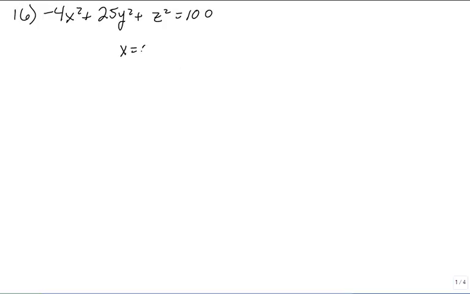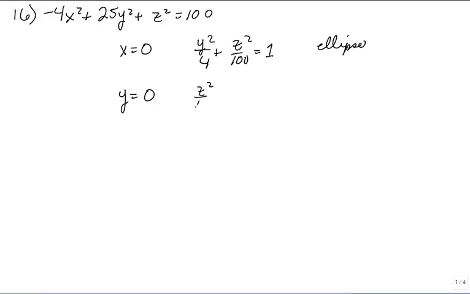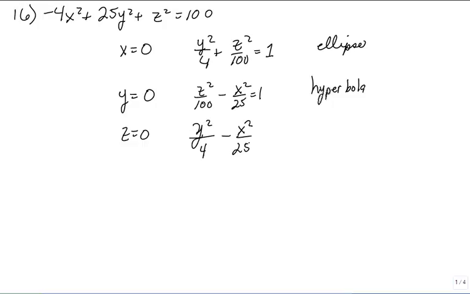So if x equals 0, and we divide everything by 100, we're going to get y squared over 4 plus z squared over 100 equal 1. That's an ellipse. If y equals 0, we get z squared over 100 minus x squared over 25 equal 1. That's a hyperbola. And if we have z equals 0, we get y squared over 4 minus x squared over 25 equal 1, a hyperbola. Let's see how these fit together.